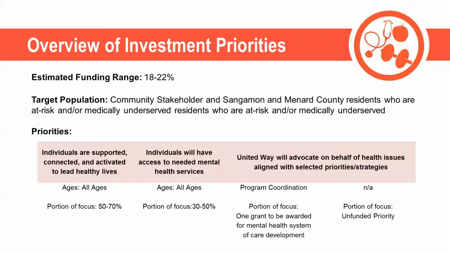United Way will advocate on behalf of health issues aligned with selected priorities and strategies. That's priority 3. This year, though, we have general advocacy, which is always unfunded. However, we are introducing a first-time opportunity to help us create a mental health and behavioral health system of care.